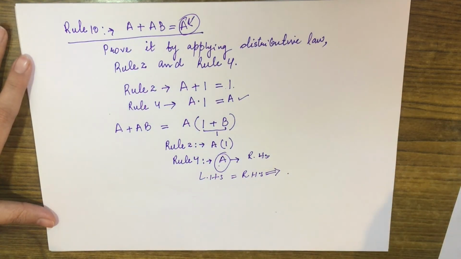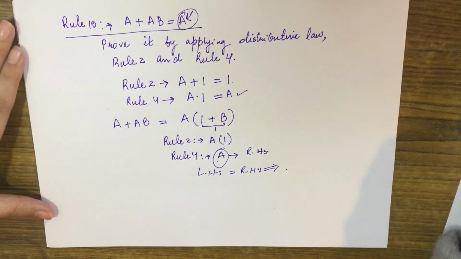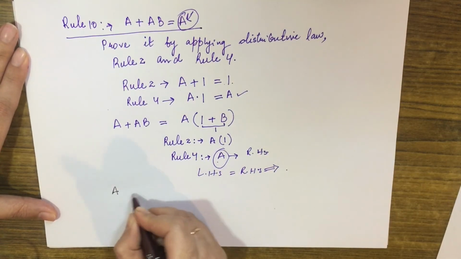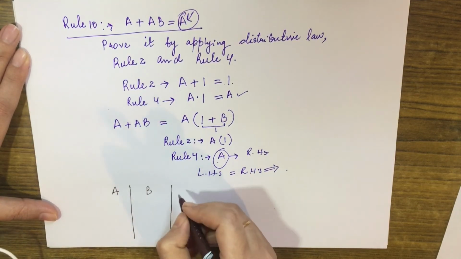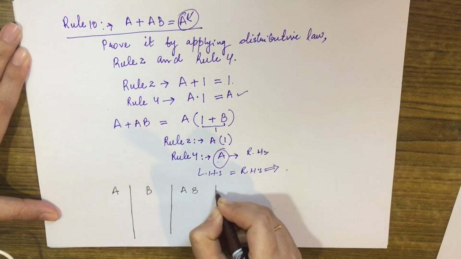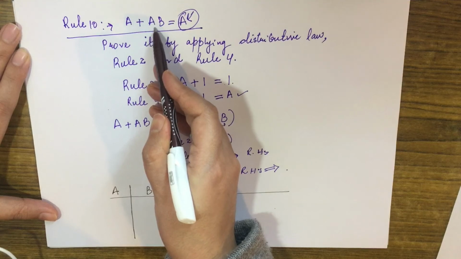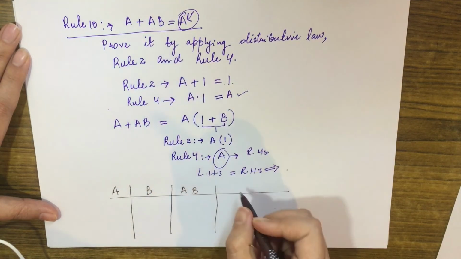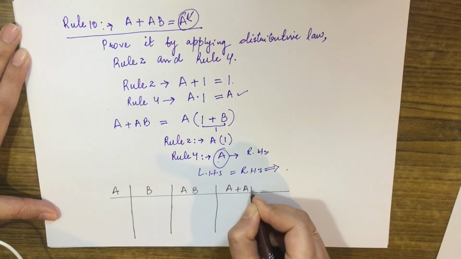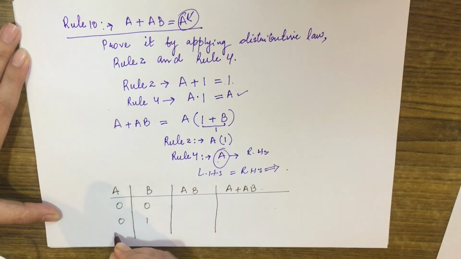Again, suppose you want to do it using the truth table. You can make a truth table and prove these laws or rules using the truth table as well. We will take a, b, then we need a and a plus ab. If you give the inputs, it will be 0 and 0, 0 and 1, 1 and 0, 1 and 1.